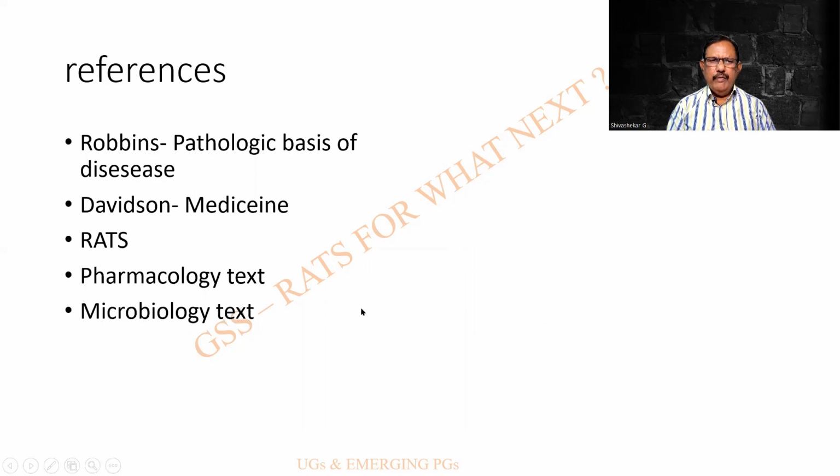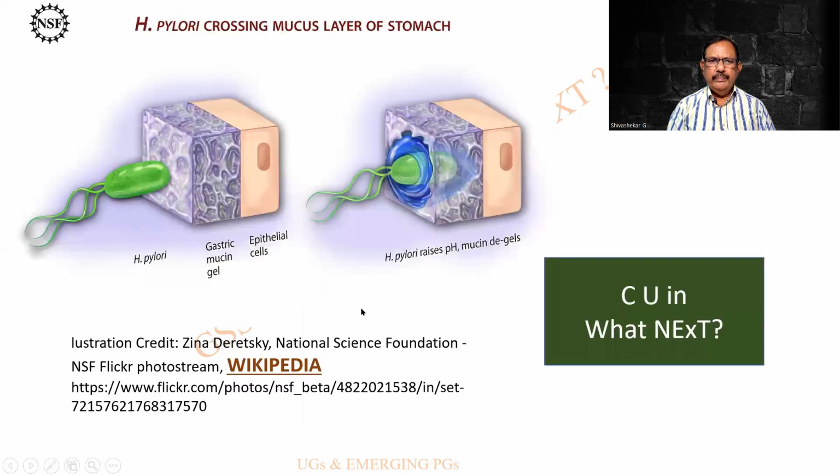These are my references. And look at this over here. The Helicobacter pylori, initially it is all there on the surface, but later on you find that with the lowering of the pH and there is a dissolution of the mucus, it penetrates. The credit goes to Wikipedia for this wonderful diagram. See you in What Next?